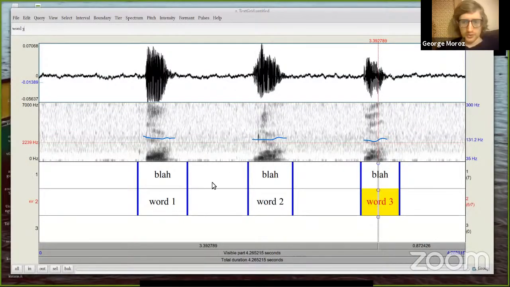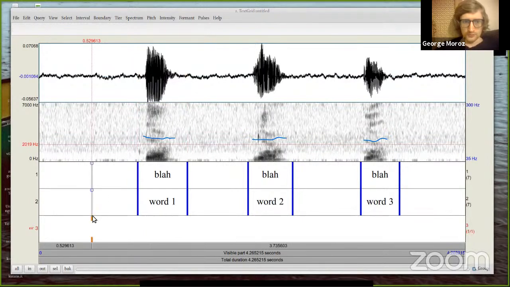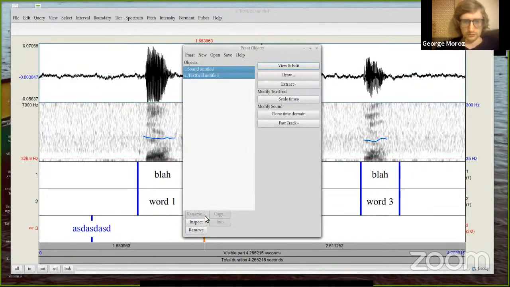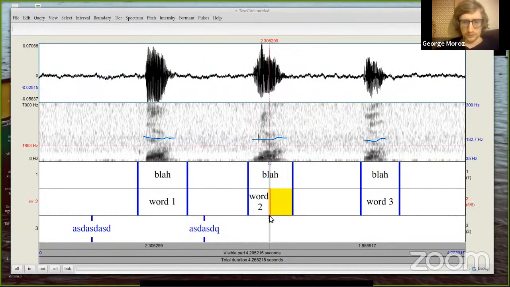So imagine that. So far we used those intervals, but what's going on with the third tier? As we mentioned, it's actually a point tier. It makes it possible to annotate just single events, not intervals. So here I create some annotation, or here, something like this.